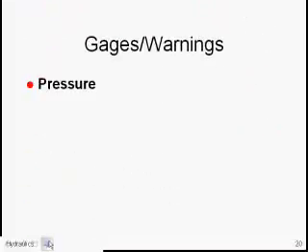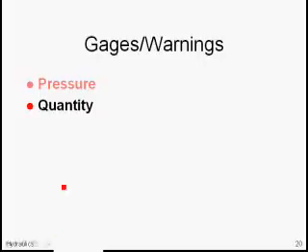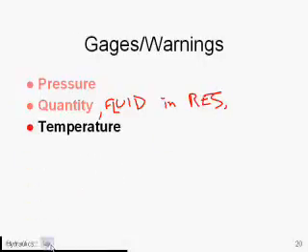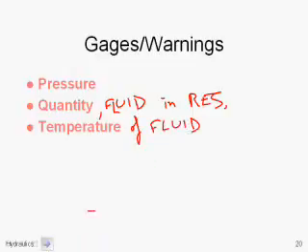Several gauges. Of course, we already talked about the pressure gauge. Quantity gauges, it's not uncommon. In fact, it's extremely common. The bigger the airplane, the more likely it is that you're going to have an in-flight indication of fluid quantity. Fluid quantity in the reservoir. That's a pretty common gauge to have. You're also very commonly going to have a temperature gauge of the fluid. And so those are the things you're going to monitor.